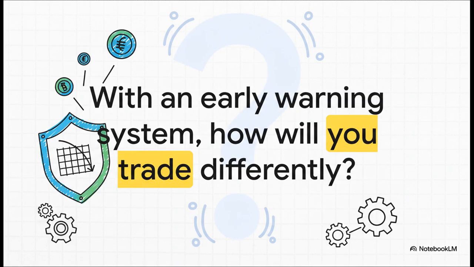So I want to leave you with this thought. Knowing that you have a system watching your back, a guardian designed to warn you before disaster strikes, how does that change things? How will you approach your trading strategy now that you have something protecting you from the single biggest risk to grid trading? It's definitely something to think about.